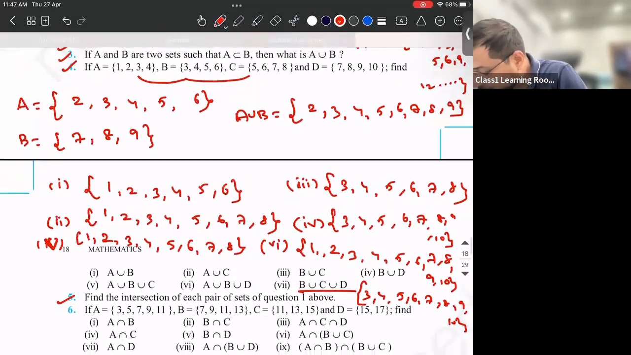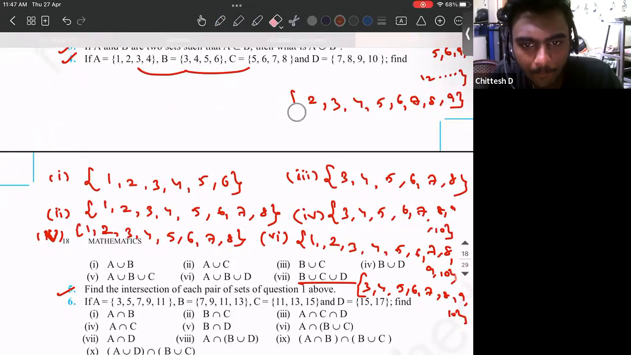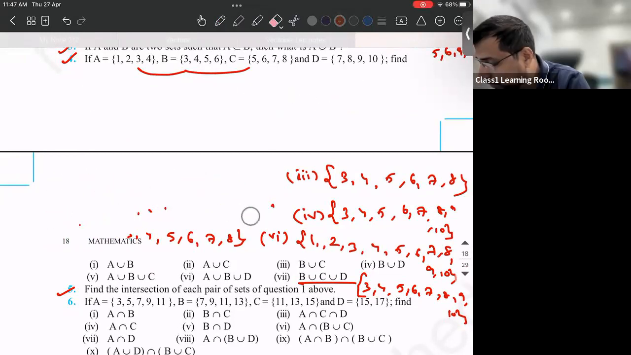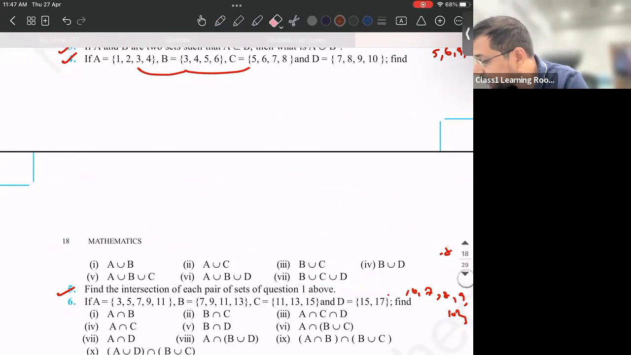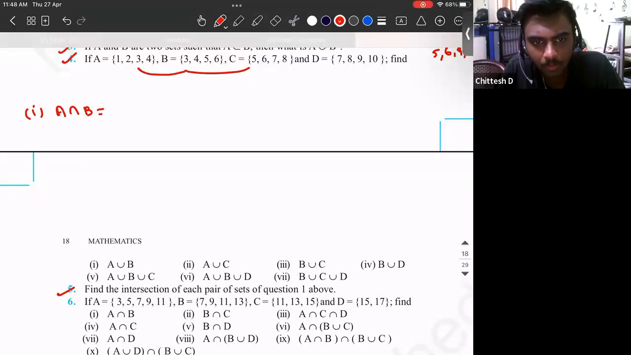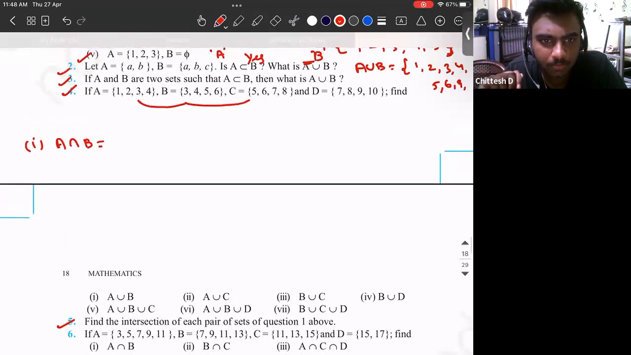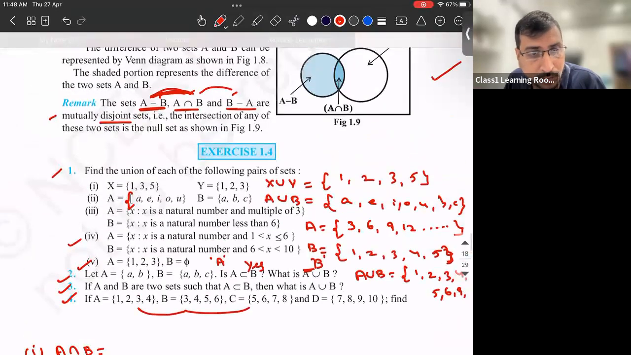Fifth one, Chitesh. Yes, sir. So first question, tell me. You need to find the intersection. That's it. A intersection B. Can you go to the first question? I cannot see the first question. Oh, from question number 1. Yeah. Okay.